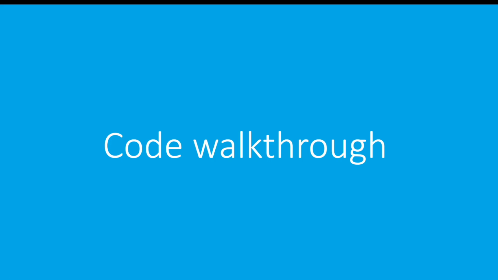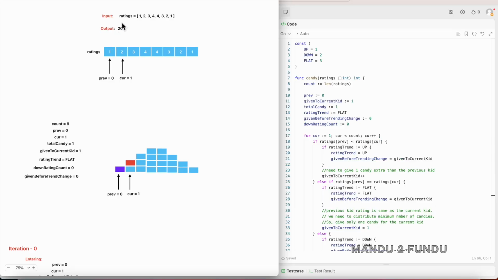Next I am going to do the code walkthrough with sample input. We are given this input ratings array which has 8 elements and the expected output is 20. So basically there are at least 20 candies needed to distribute to these 8 kids.